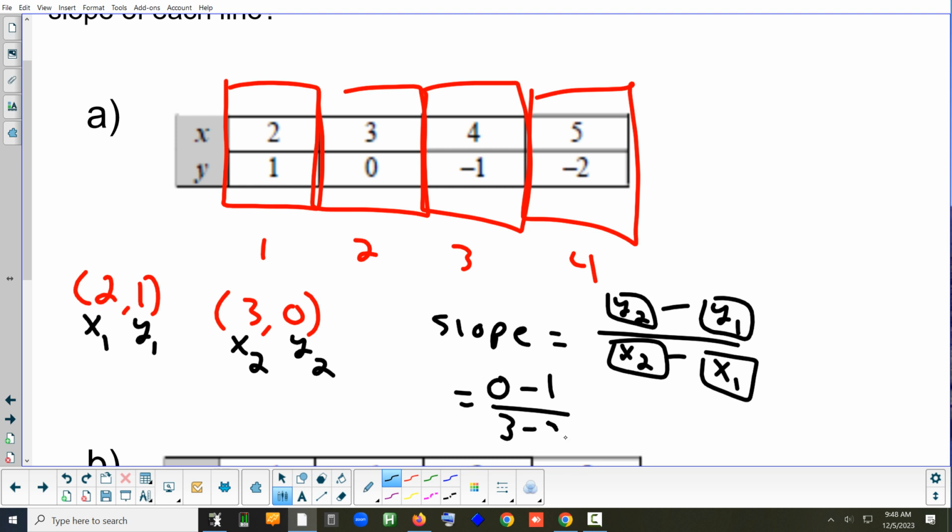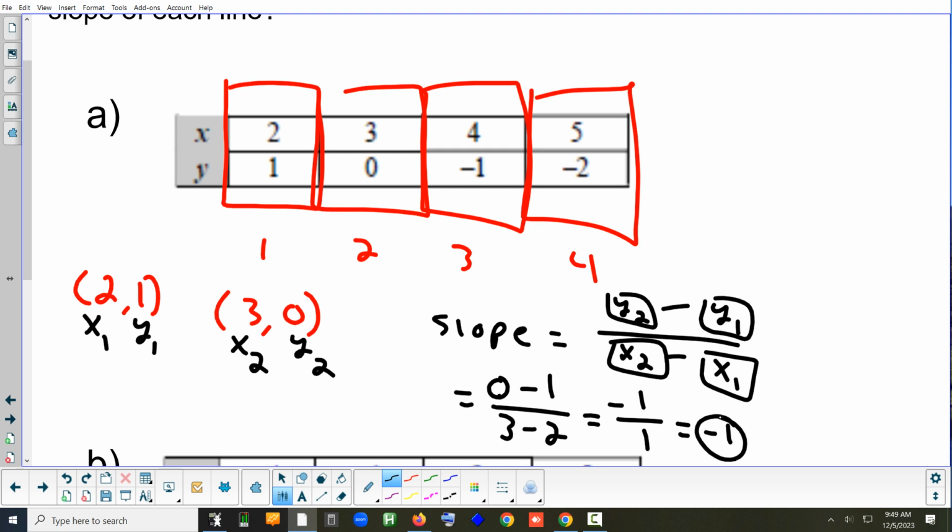2. Okay, what's 0 minus 1? Negative 1. And what's 3 minus 2? 1. And that we can simplify. What's negative 1 divided by 1? Negative 1. Any question on that one?